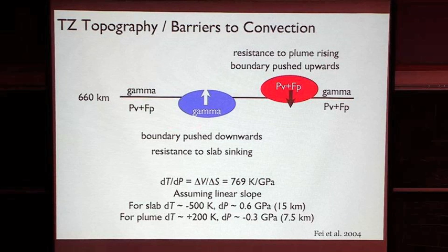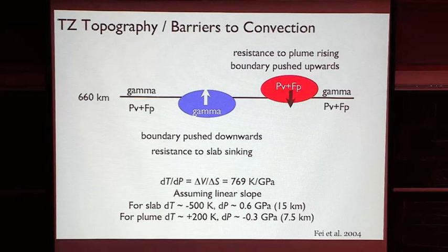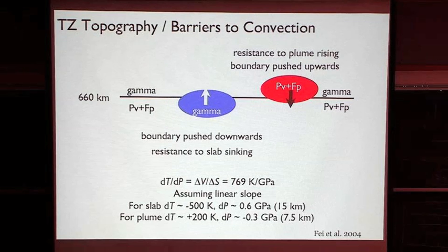And if the plume is a little bit warmer, let's say 200 Kelvin warmer than the surrounding, then the pressure change is going to be minus 0.3 GPa. So that means this transition is going to occur at slightly shallower depths, by about 7.5 kilometers. So those slopes would play out in terms of mantle convection and the topography. I think the seismic study will be able to detect the topography, and we can correlate the two different models to see if they are consistent. Yes?